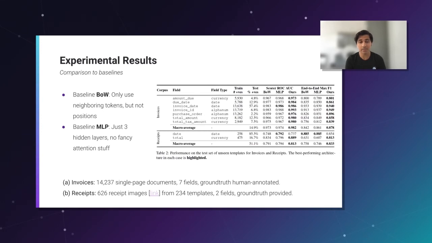And the second data set is a receipt data set that consists of 626 receipt images, which is public. I'm realizing now that obviously none of you can click on the link in this slide. But it's very clearly linked in the paper, I think in footnote 3 in the second paper that I linked. There are 626 images, and 234 templates that they correspond to. There are 2 fields to extract: the date of the receipt and the total amount. And the ground truth is provided.